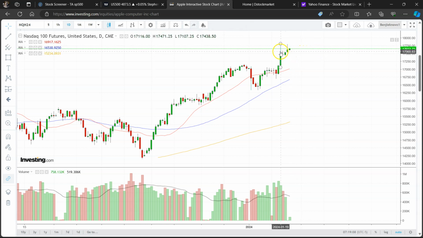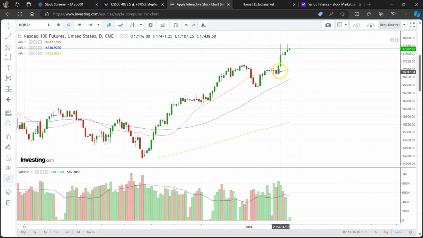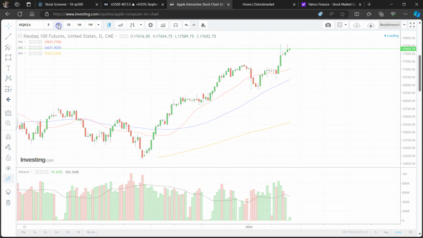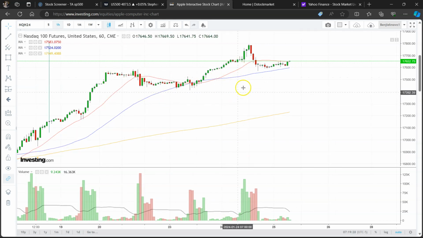Okay, and it also has a topping tail, but that doesn't necessarily mean that it will decline. Rising 20 MA, rising 50 MA tells us to have a bullish bias, to buy the dips and the breakouts. So almost the same thing as the S&P 500.